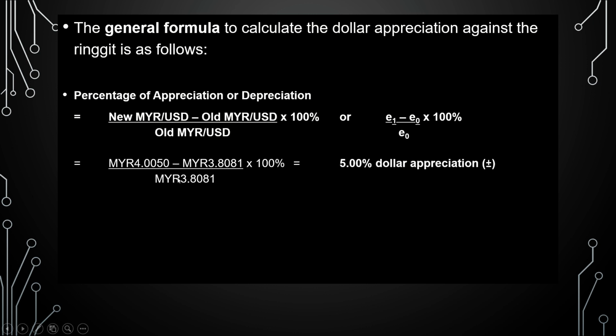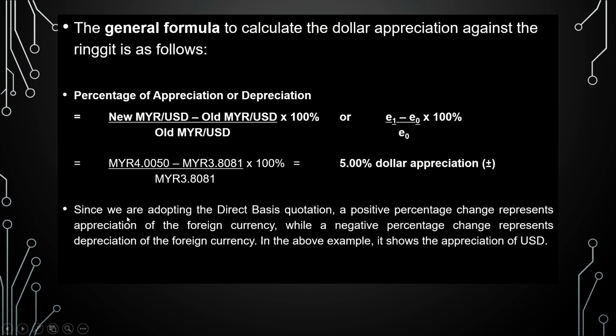So currently, the exchange rate is 4.005 minus the previous exchange rate 3.8081, and then you divide by 3.8081 ringgit. All these values are in ringgit per 1 unit of USD, times 100%. So you will get 5% appreciation. The 5% appreciation actually represents the dollar appreciating, not the ringgit. This means the dollar has appreciated.